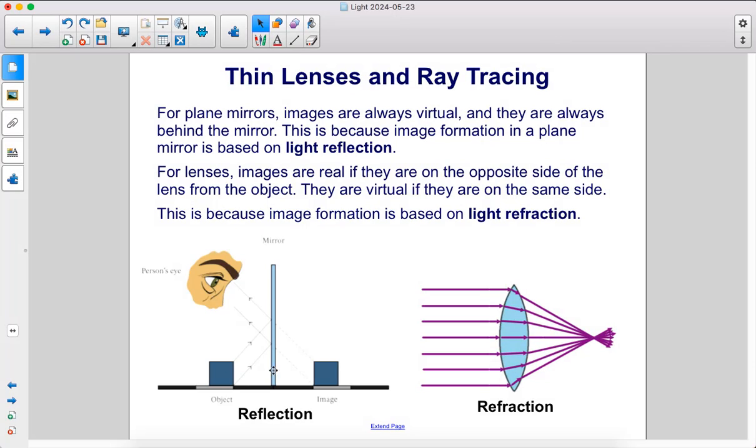For plane mirrors, images are always virtual and they're always behind the mirror. This is because image formation in a plane mirror is based on light reflection. For lenses, images are real if they're on the opposite side of the lens from the object. They're virtual if they're on the same side. This is because image formation is based on light refraction.